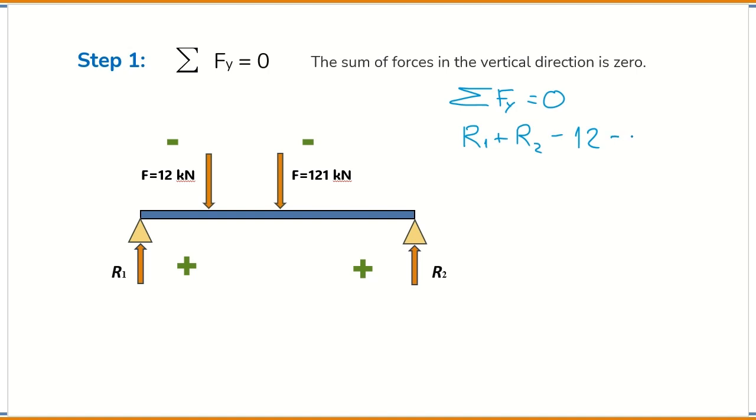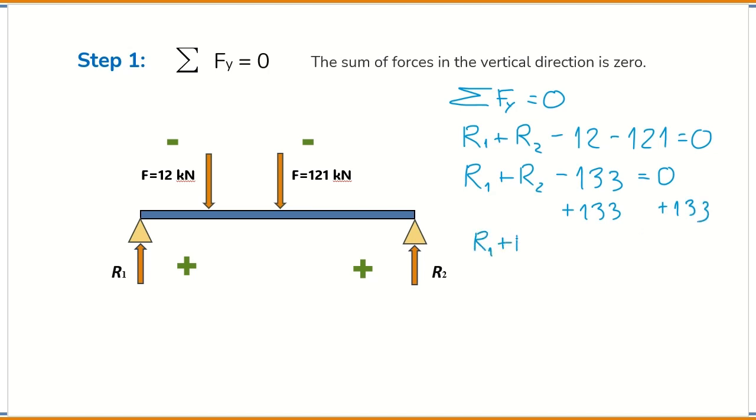So minus 12 minus 121 equal 0. R1 plus R2 minus 133 equal 0. I'm going to rearrange this equation so the number is on the other side of the equation. To do this, I need to add 133 on both parts of the equation.